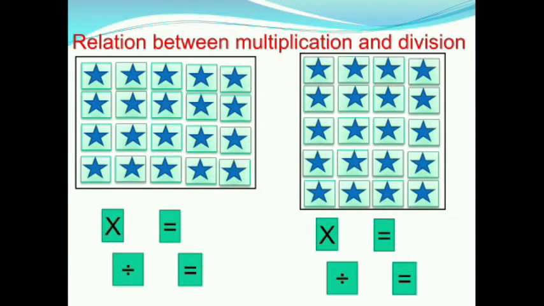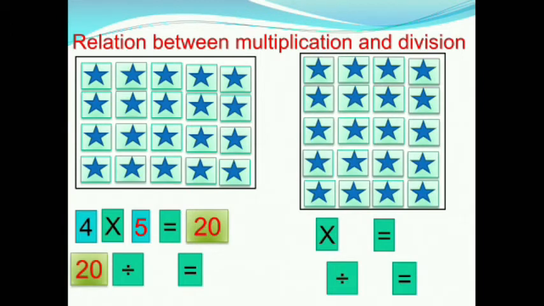Can this be expressed in the following way using multiplication and division? 4 into 5 is equal to 20, by the multiplication fact. 20 divided by 4 is equal to 5, by the division fact.